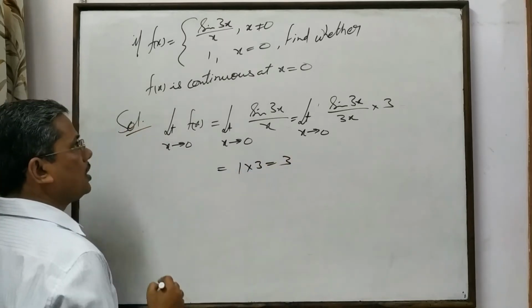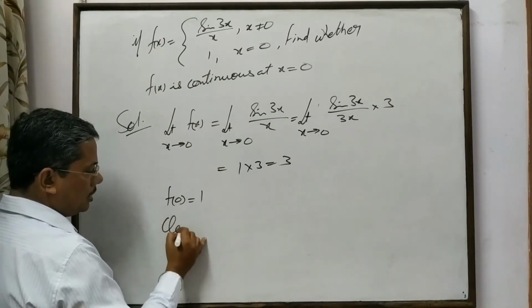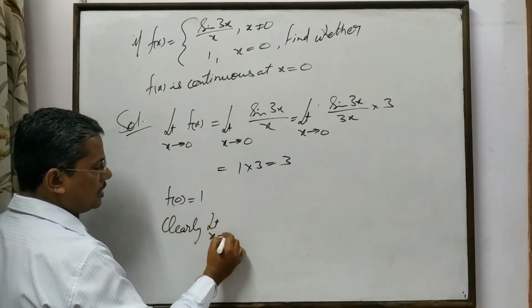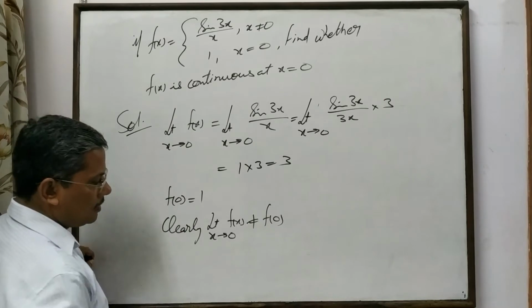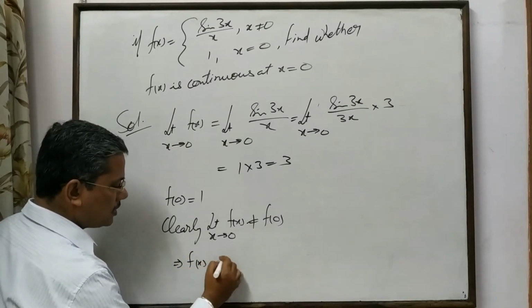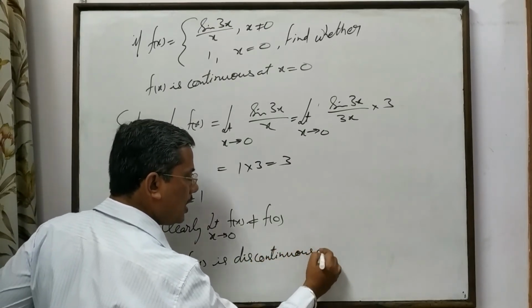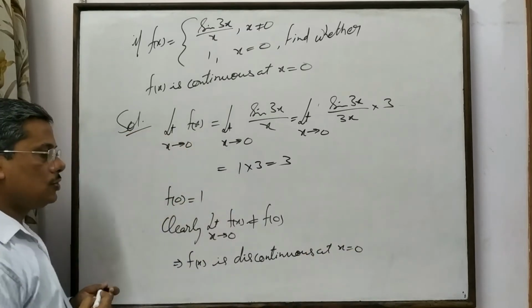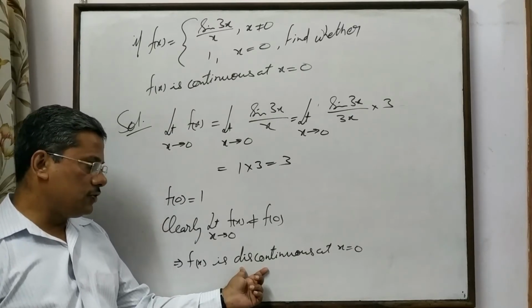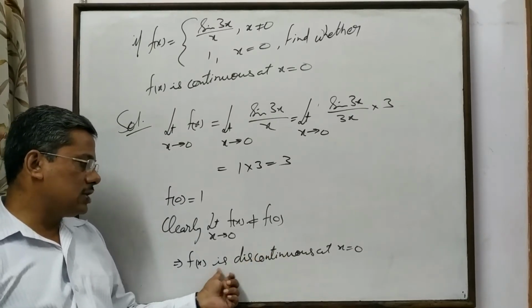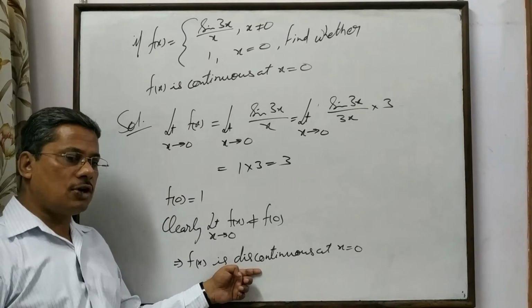So this is 3. And what about f of 0? When x is equal to 0, function is 1. Clearly, limit x tends to 0, f of x is not equal to f of 0. So this implies function f of x is discontinuous at x is equal to 0. If the function is not continuous, that is called a discontinuous function. A function which is not continuous at a point is called discontinuous at x is equal to 0. Discontinuous means function is not continuous.